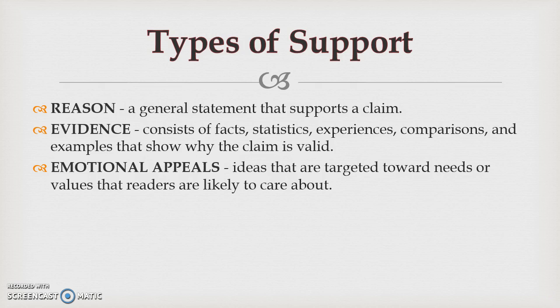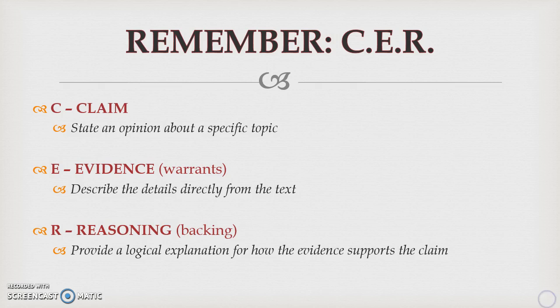Types of support. Reason, a general statement that supports a claim. Evidence consists of facts, statistics, experiences, comparisons, and examples that show why the claim is valid. Emotional appeals, ideas that are targeted toward needs or values that readers are likely to care about. Remember, CER. C, Claim. State an opinion about a specific topic. Evidence or warrants. Describe the details directly from the text. And reasoning or backing. Provide a logical explanation for how the evidence supports the claim.